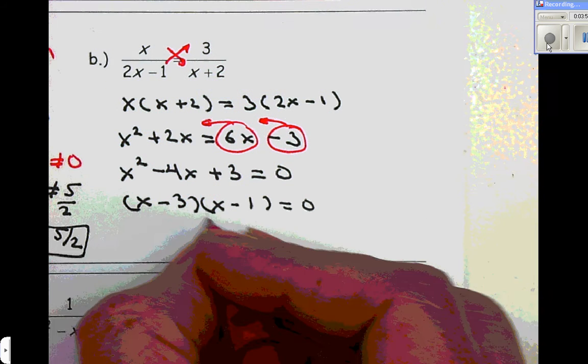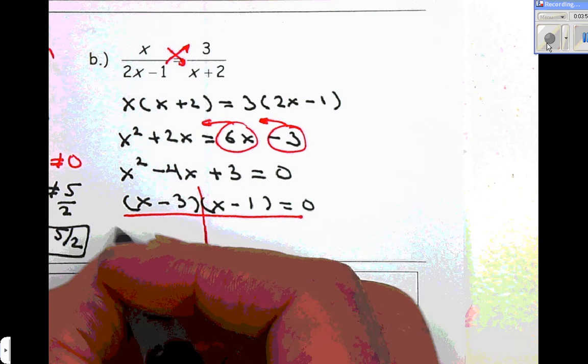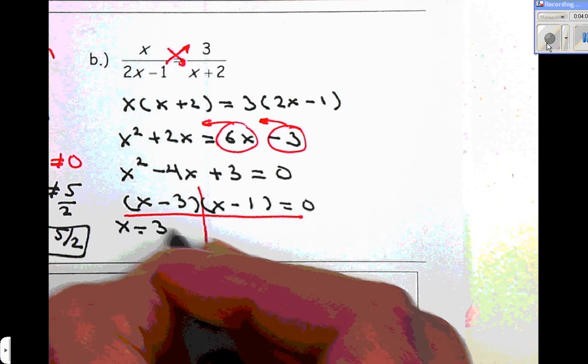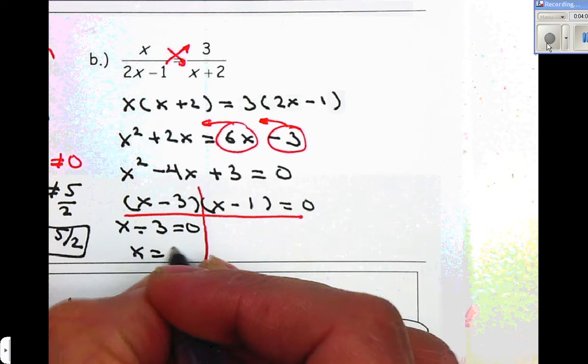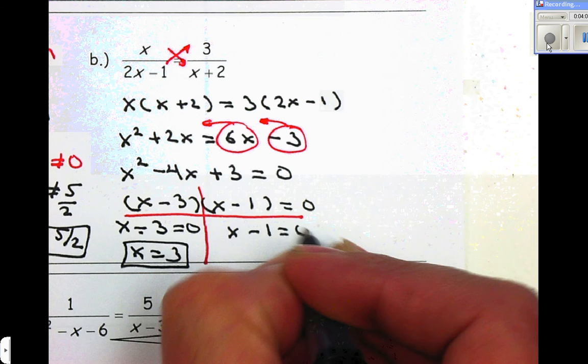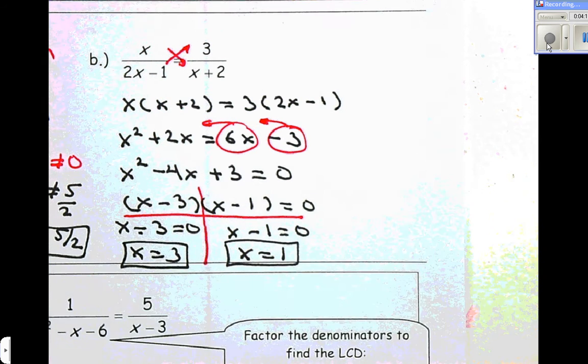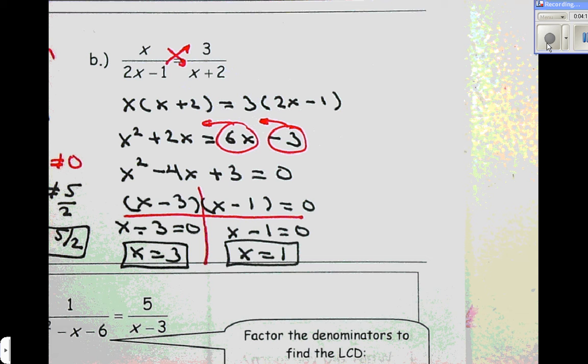Now to solve, we just use our zero product property. That is x minus 3 is equal to 0, x is equal to 3, or x minus 1 equal to 0, x is equal to 1. We are not done yet because there might be some restrictions that will make this answer incorrect.